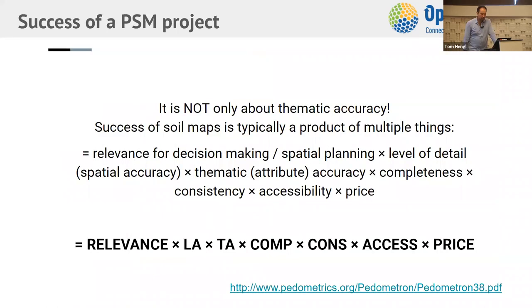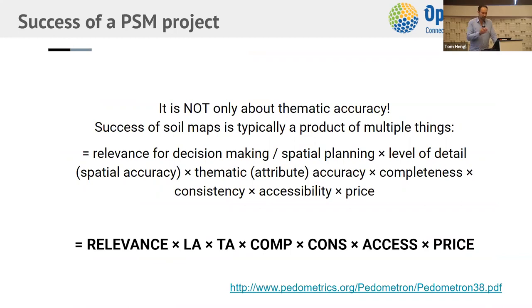What defines the success of a predictive mapping project? So first thing is the relevance. You can have a perfect map, but you didn't make it for people to use it. You pick up the wrong variables, or you're doing something that doesn't match their decision. So first thing, the relevance.